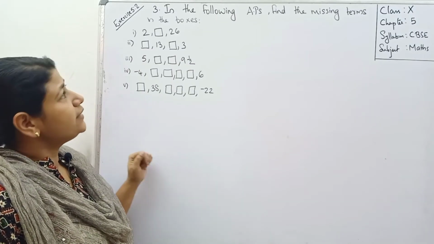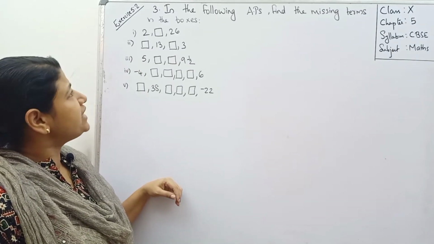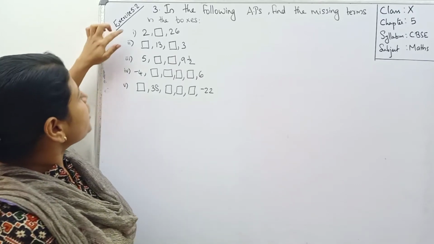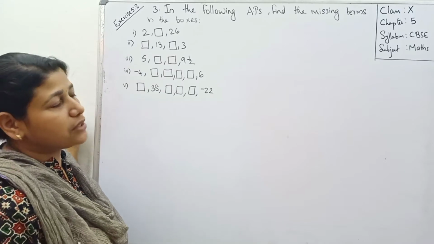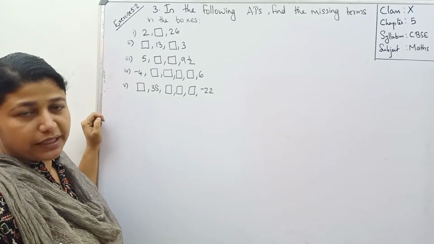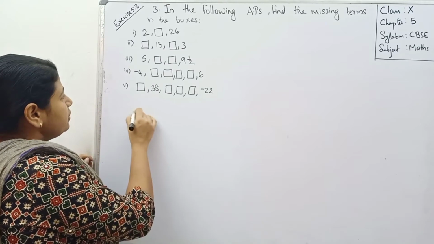Third question, in the following APs, find the missing terms in the boxes. So there are 5 questions. In each of the questions, some terms are missing, so we have to find them out.